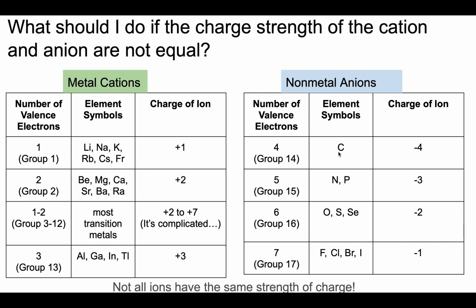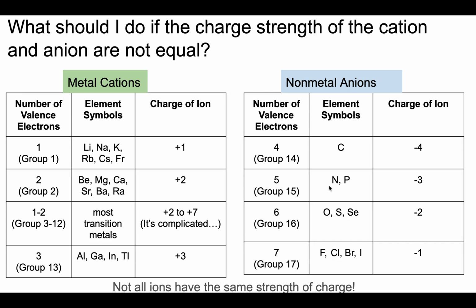So carbon starts off with 4 valence electrons. In order to get to 8, it can accept 4 more valence electrons, each bringing a negative charge with it. So you're going to end up with an ion with a negative charge of 4. In group 15, elements with 5 valence electrons, including nitrogen and phosphorus, can accept 3 more to reach that magic number 8.